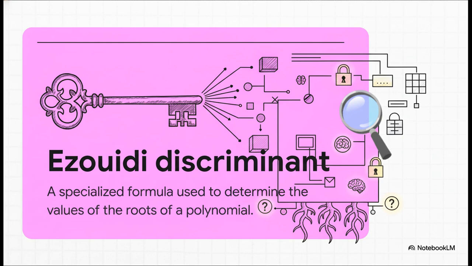And here it is. This is our master key, the Mourad Sultan Ezouidi discriminant formula. Now, don't worry about the name, and you definitely don't need to be a master locksmith to use it. You don't have to get bogged down in how the key is made, just what it does. And what it does is tell us a critical secret about the solutions to this equation. The x values we're hunting for. Mathematicians call them roots.